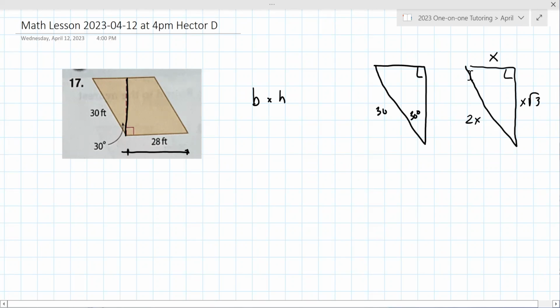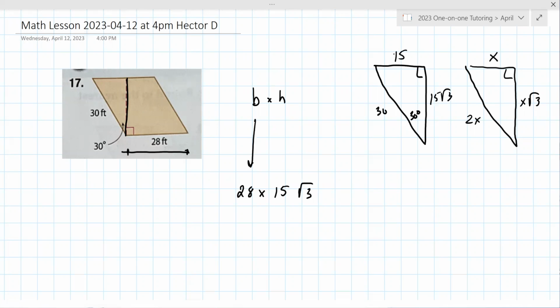Which are they giving you? Are they giving you the hypotenuse, the short leg, or the long leg? The hypotenuse. So you can see that the short leg is 15. You cut it in half. You don't actually want that. That's the one up here. You want the long leg. It's 15 square root of 3. So in your problem here, the base is 28. The height, though, is 15 square root of 3, like that.